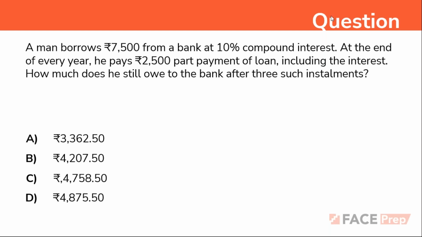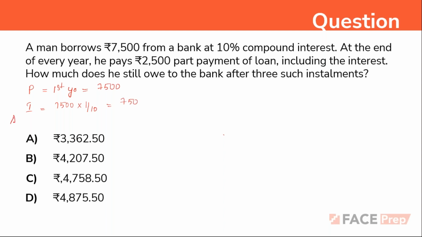So here, what they have given, the principal amount for the first year will be 7,500. There is no change in it. Now I need to calculate the interest. What about the interest? It is 10%, right? So 10% means 7,500 into 1 by 10. That is 750 rupees is the interest.